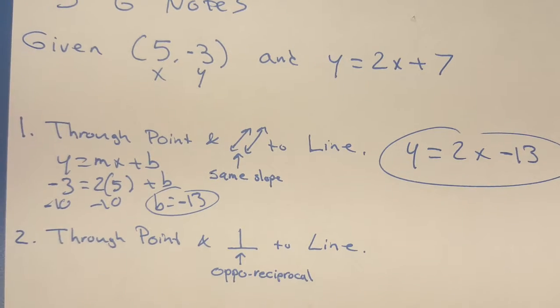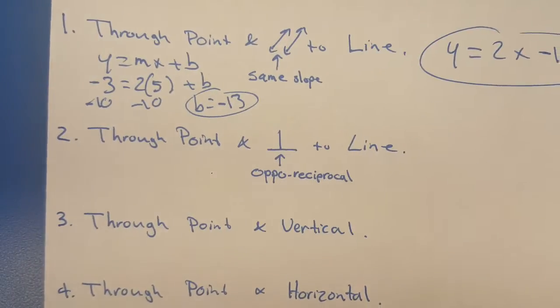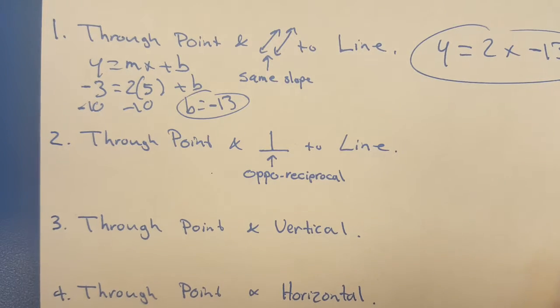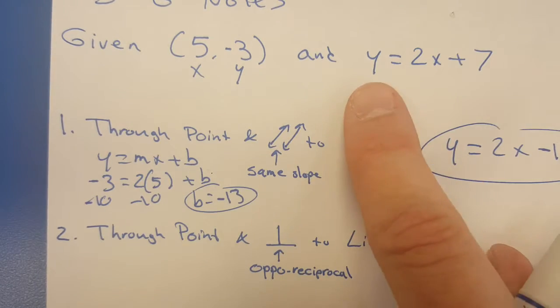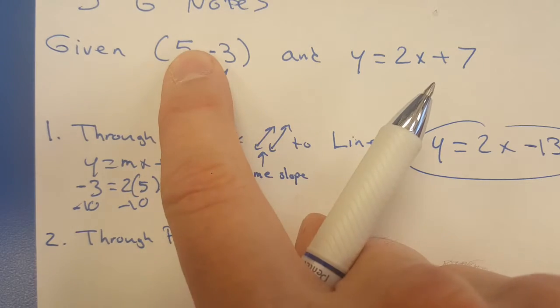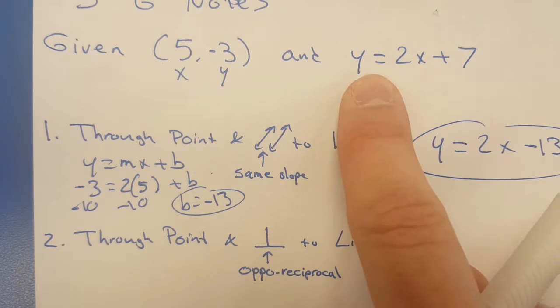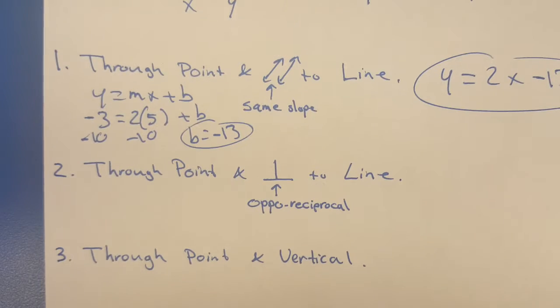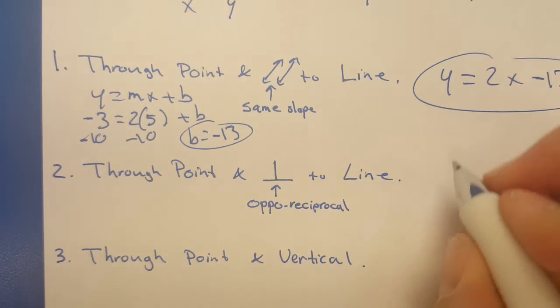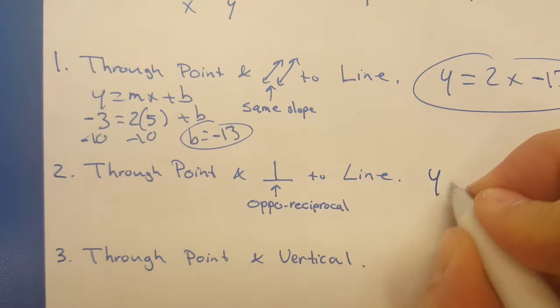Okay, the next question is very similar, but it says you have to go through the point 5 and -3, and you have to be perpendicular to y equals 2x plus 7. So what does that mean? Perpendicular means opposite reciprocals. So what's the opposite reciprocal of 2? Negative one half.